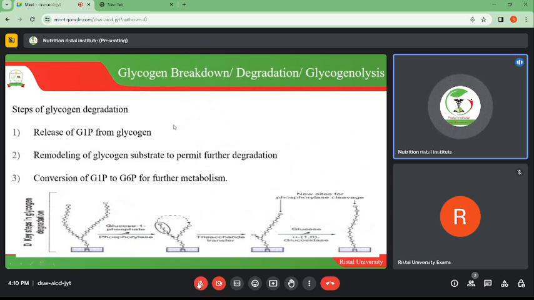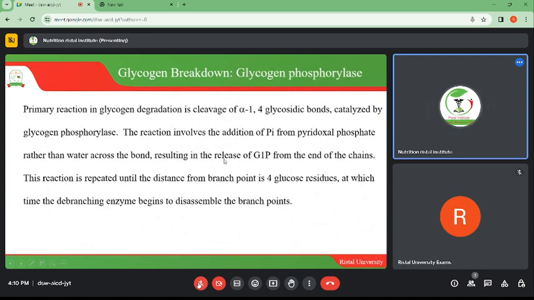So the steps basically are only three. First is the release of glucose 1-phosphate from glycogen. Second is remodeling of this glycogen substrate to permit further degradation, and then the conversion of glucose 1-phosphate to glucose 6-phosphate for further metabolism. So primarily, the primary reaction in glycogen degradation is cleavage of alpha 1,4 glycosidic bonds, and this is catalyzed by glycogen phosphorylase.